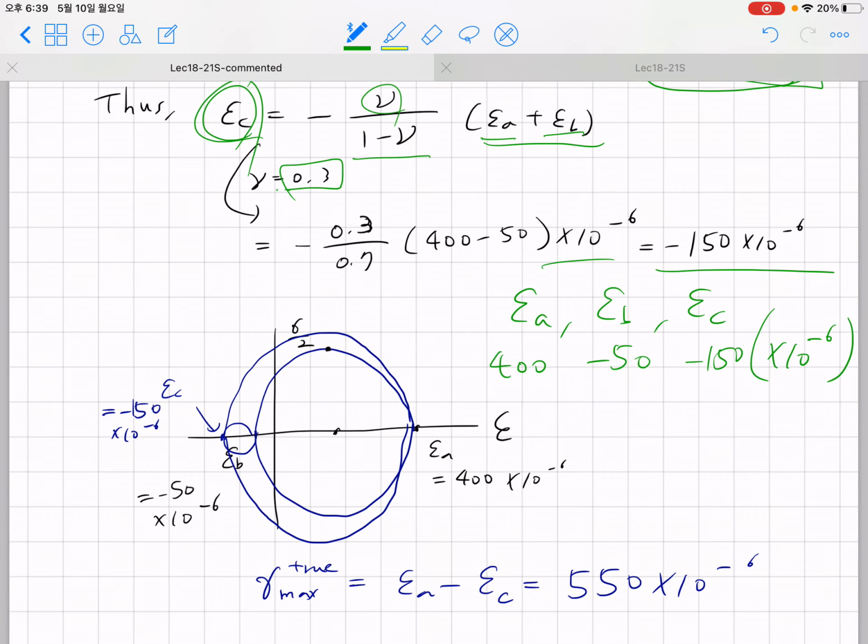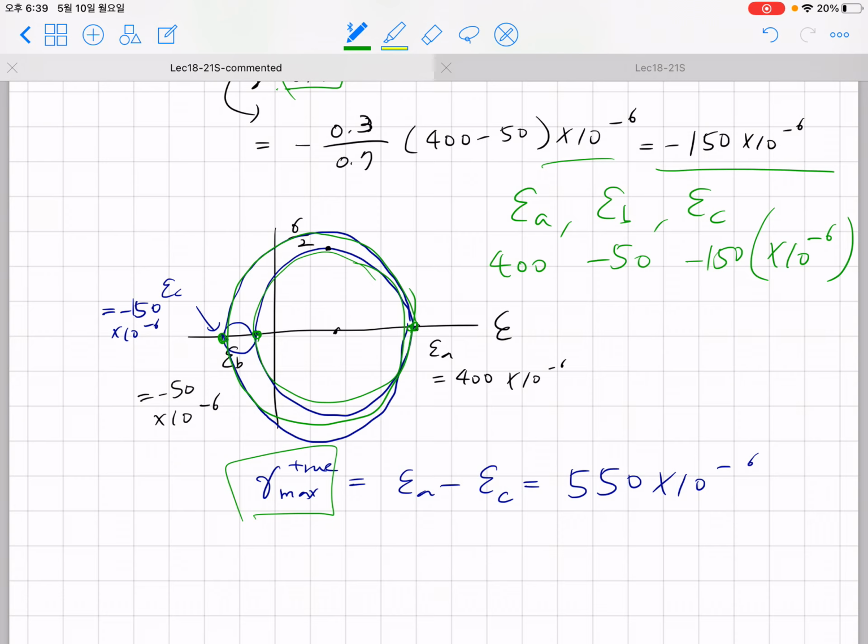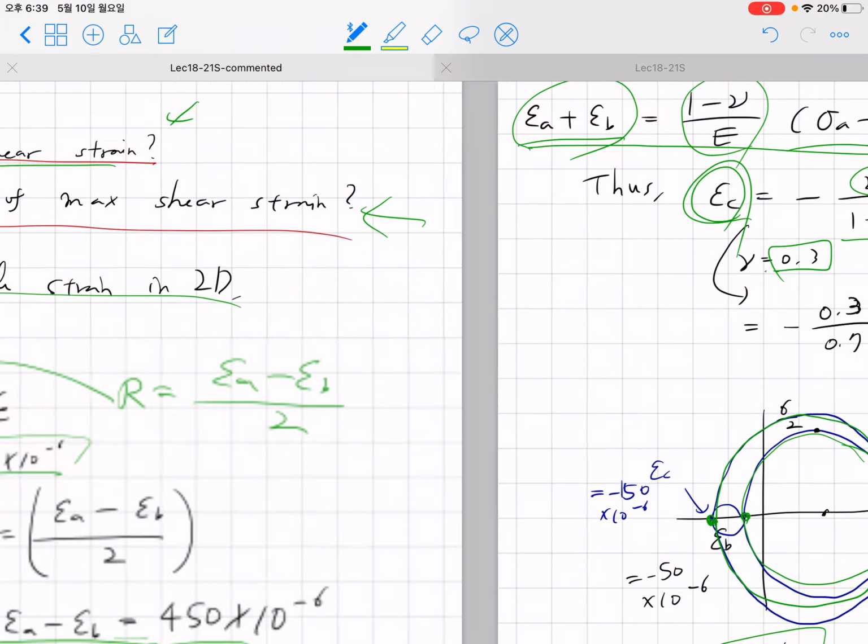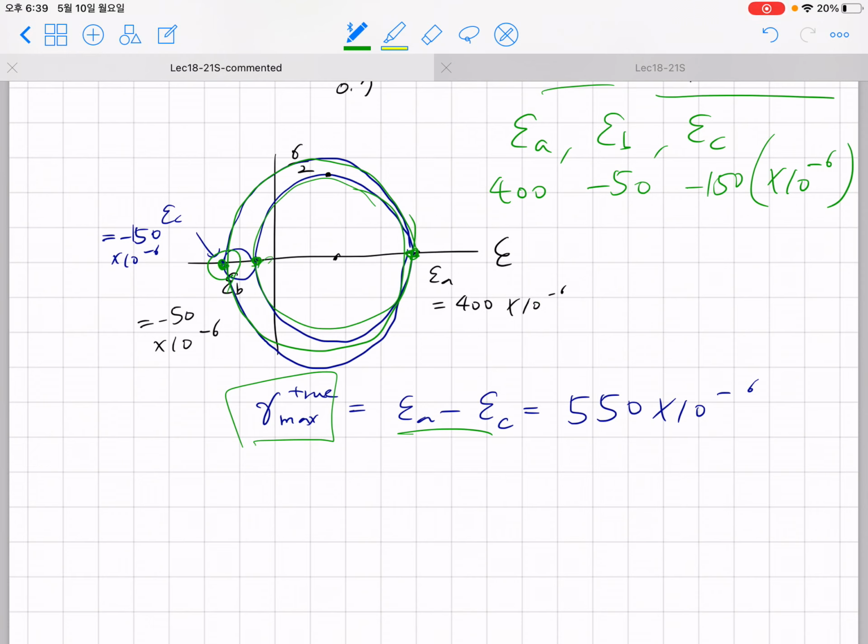Okay, so if you identify epsilon A, epsilon B, and epsilon C and complete the Mohr circle, you find that the Mohr circle for 3D has a larger radius than the in-plane Mohr circle, and the true maximum shearing strain for 3D analysis is the same as epsilon A minus epsilon C. The equation is the same as the previous page, but instead of epsilon B, you use epsilon C to obtain the radius of the largest circle in the 3D analysis, and it turns out to be 550 times 10 to the negative 6 as the maximum shearing strain value for full 3D analysis. And if you have the failure strain of the material, you have to compare this maximum shearing strain with the material property.